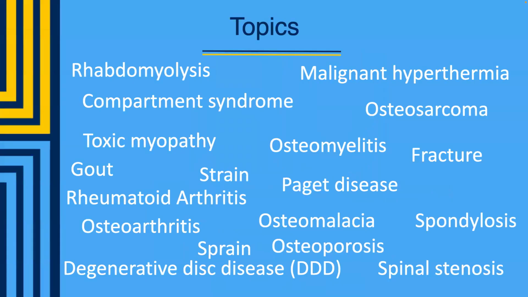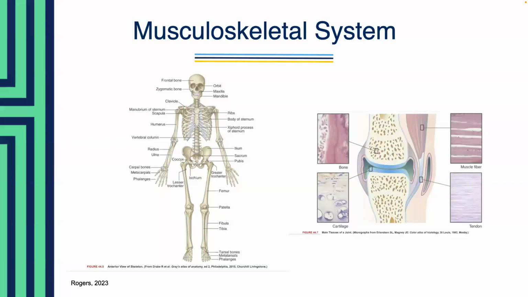These are just a few of the topics that we're going to cover this week, looking at the musculoskeletal system. And we are going to begin with an overview of the musculoskeletal system, which we know is very complex. According to our textbook, Rogers 2023, when we age, we lose bone mass. Unfortunately, especially women tend to lose on average about 50%, which leads to issues with deformity, pain, stiffness, and unfortunately increases the risk for fractures.